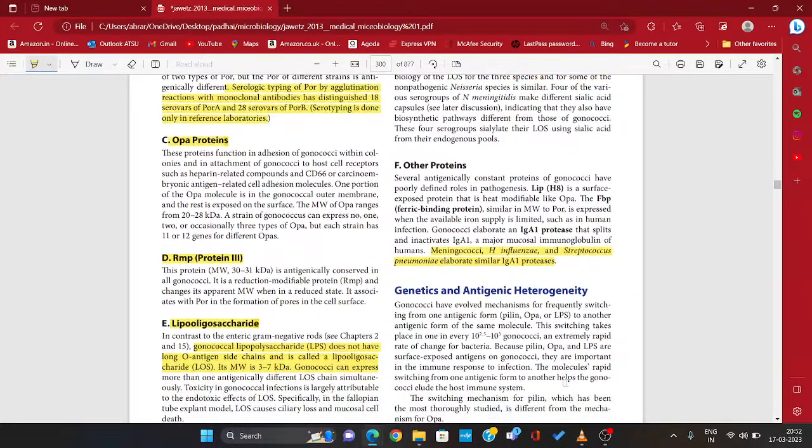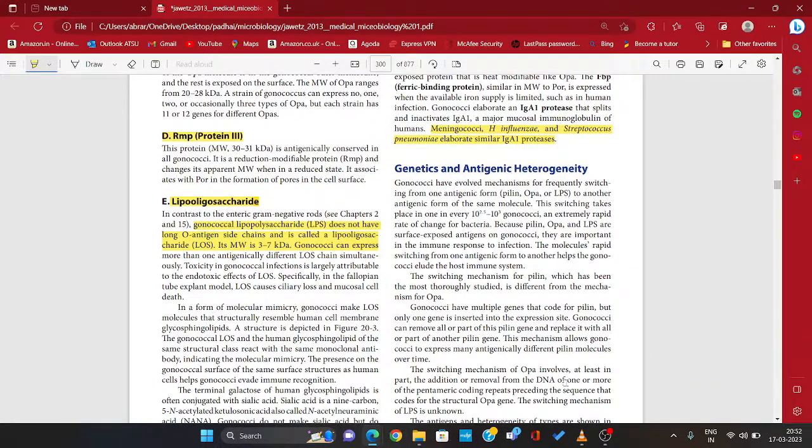This is important. Genetics and antigenic heterogeneity. Gonococci have evolved mechanisms for frequently switching from one antigenic form of pilin, Opa, or LOS to other antigenic forms of the same molecule. This switching takes place in one in every 10 to the power 2.5 to 10 to the power 3 gonococci, an extremely rapid rate of change for bacteria, because pilin, Opa, and LPS are actually LOS.